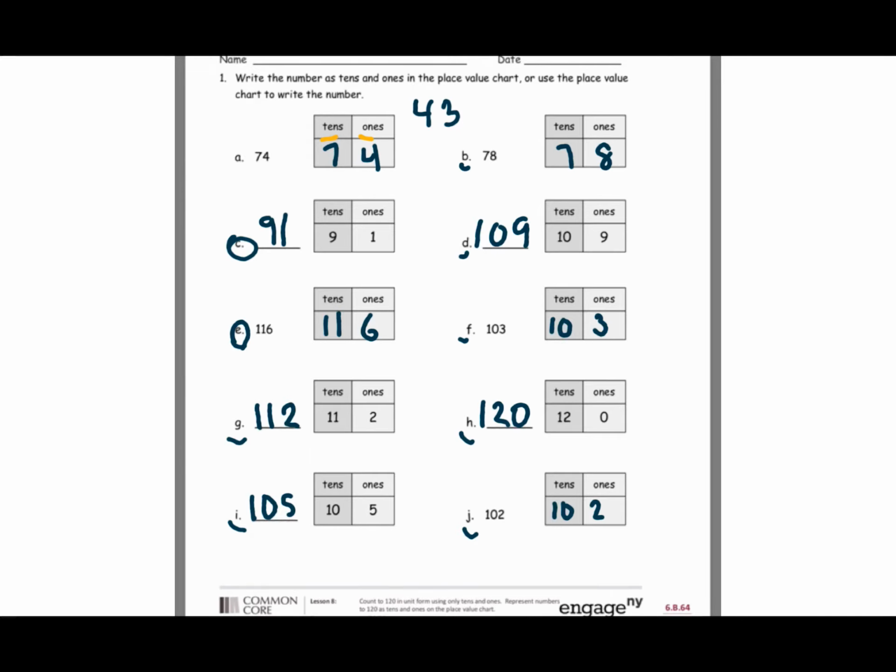Boys and girls, go ahead and check your work. Give yourself a happy face. And give yourselves a loud, silent cheer. 1, 2, 3. Very good, boys and girls. That was a great, loud, silent cheer.